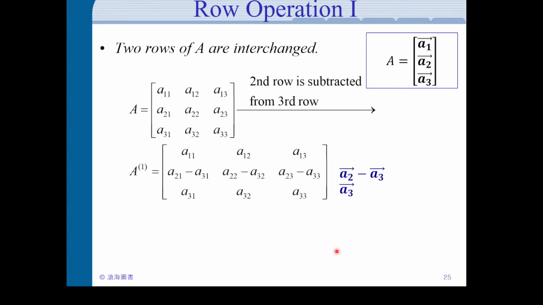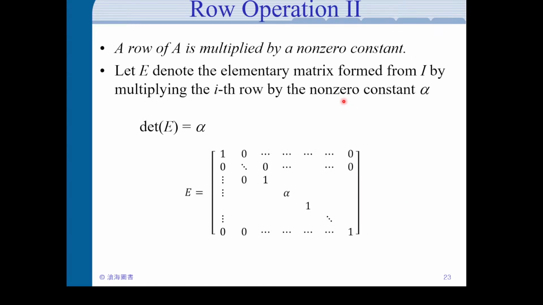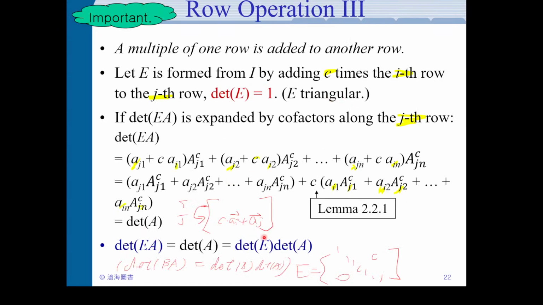And lastly we have row operation 1, which is where you interchange two rows. The proof of this is, I guess, a bit longer. We actually prove this by what we have from row operation 3. Remember we have that the determinant of EA equals the determinant of E times the determinant of A, and also just equals the determinant of A.